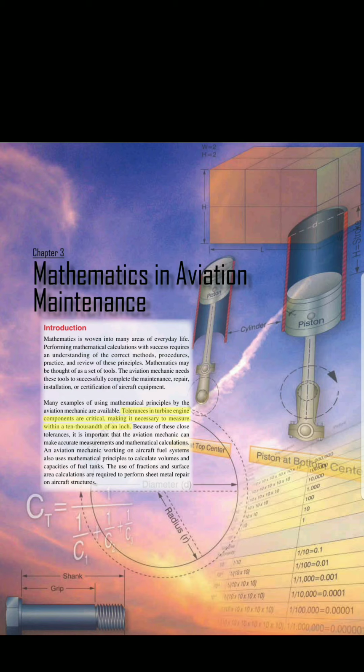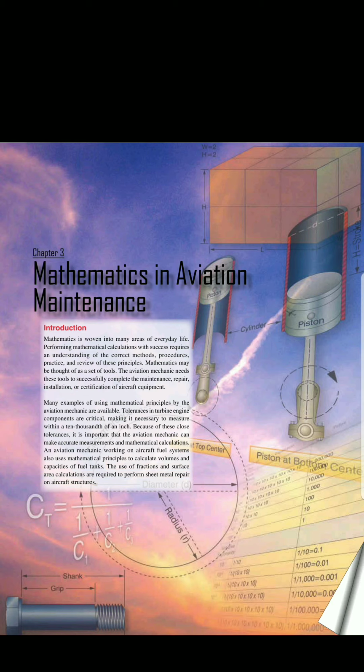Tolerances in turbine engine components are critical, making it necessary to measure within a 10,000th of an inch. Because of these close tolerances, it is important that the aviation mechanic can make accurate measurements and mathematical calculations. An aviation mechanic working on aircraft fuel systems also uses mathematical principles to calculate volumes and capacities of fuel tanks. The use of fractions and surface area calculations are required to perform sheet metal repair on aircraft structures.